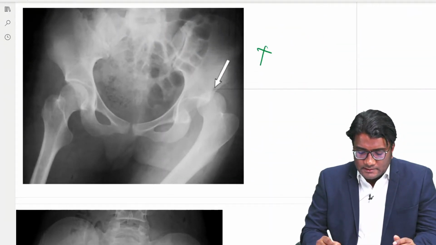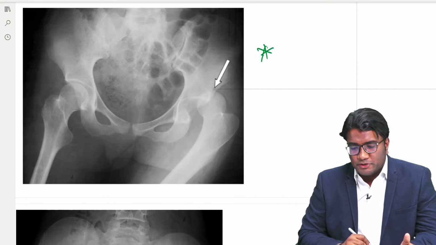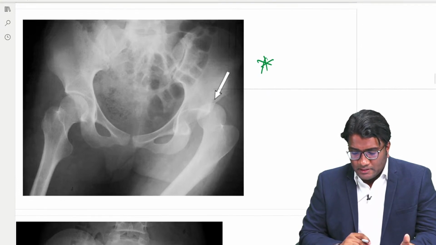What do you think this is? Is this an anterior dislocation or a posterior dislocation? What do you think is this image? Will it be anterior or posterior? How is the head of the femur?